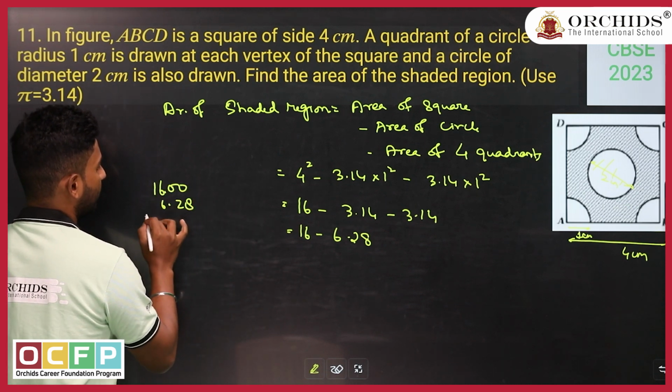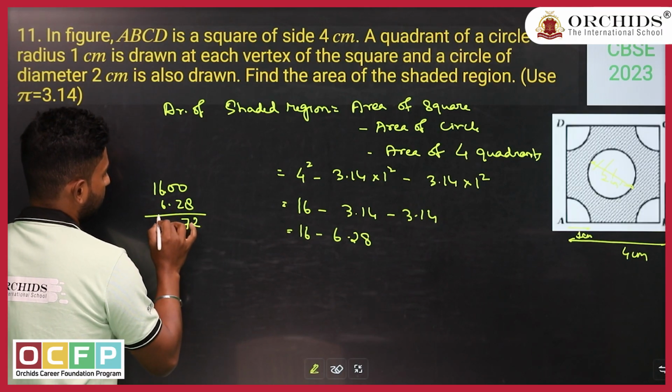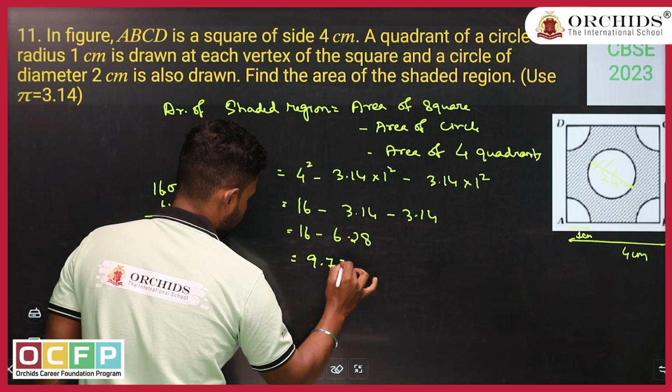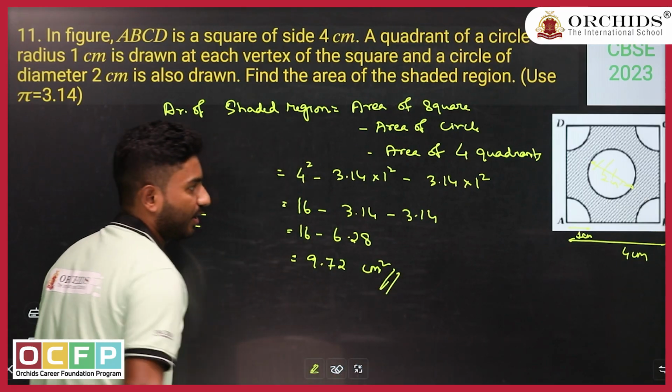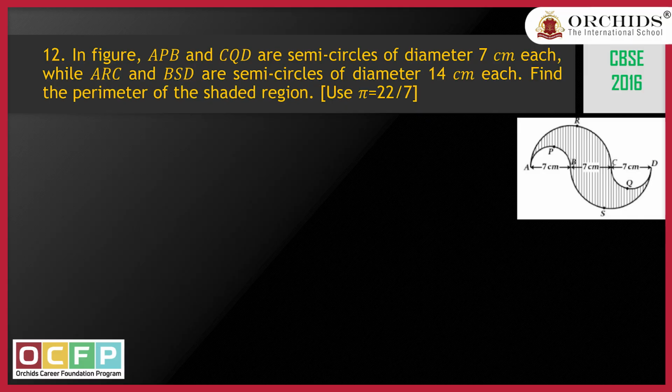So let's see what happens. 16 minus 6.28 is 9.72 centimeters square. So here is the answer for this particular question. Hopefully you have understood this.